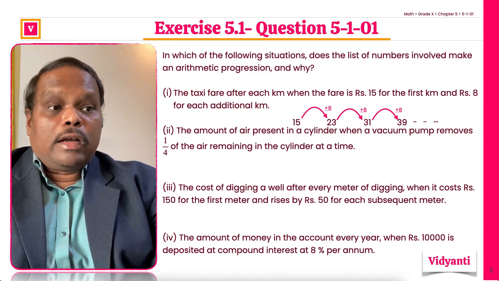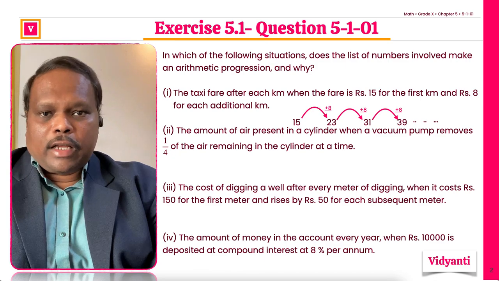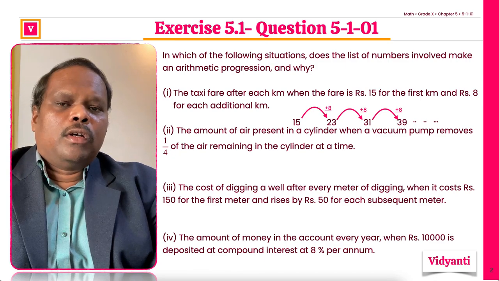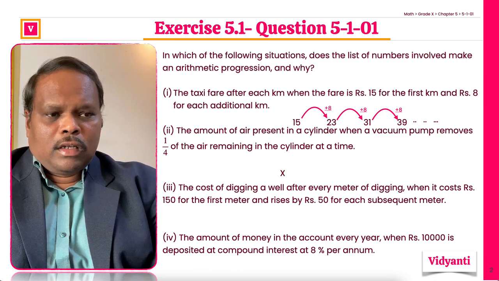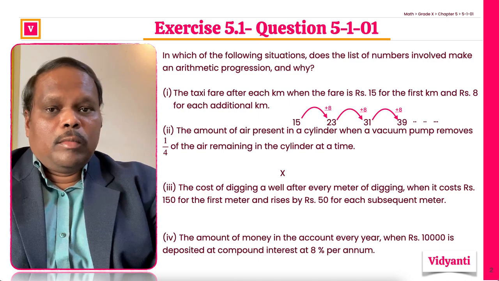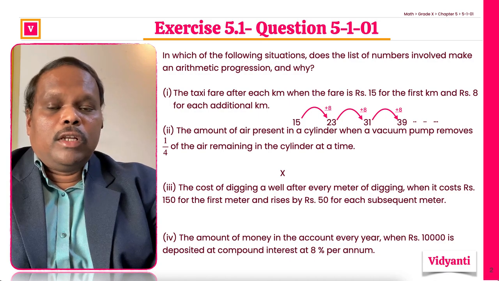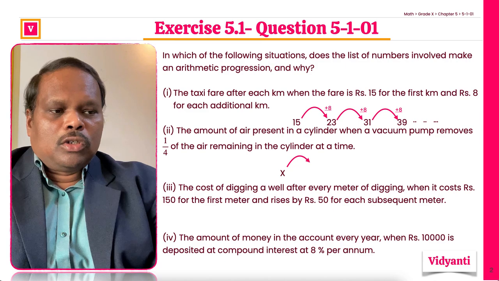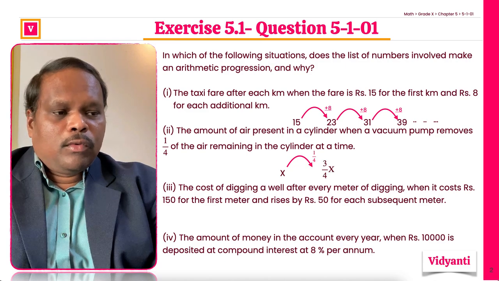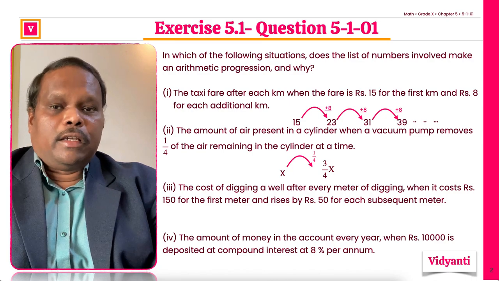Second one, the amount of air present in a cylinder when a vacuum pump removes 1/4 of the air remaining in the cylinder at a time. So let's assume that we have initial air as x. Now 1/4 of this air will be removed in unit time. So if 1/4 is removed, that means 3/4 of the air will be remaining. So 3/4 of the original amount will be retained.